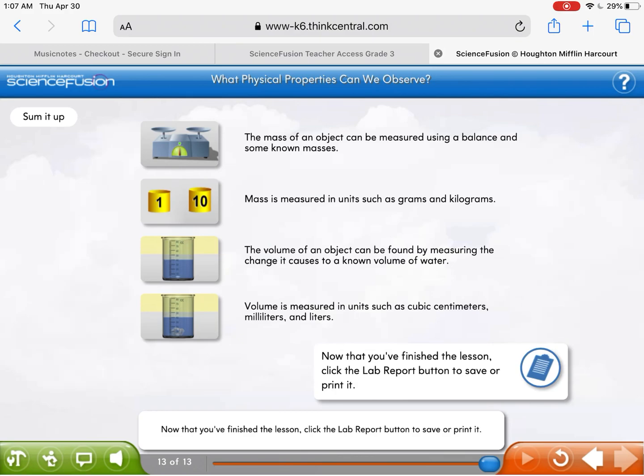In the lab, it never told you what the real name is of what we did to find the volume of an object, but that is called water displacement. So to find the volume of an object, you see how much water it displaces, so how much water it moves out of its way to take up the space.